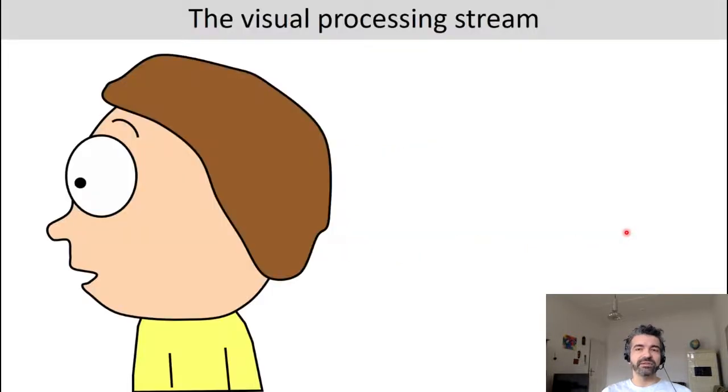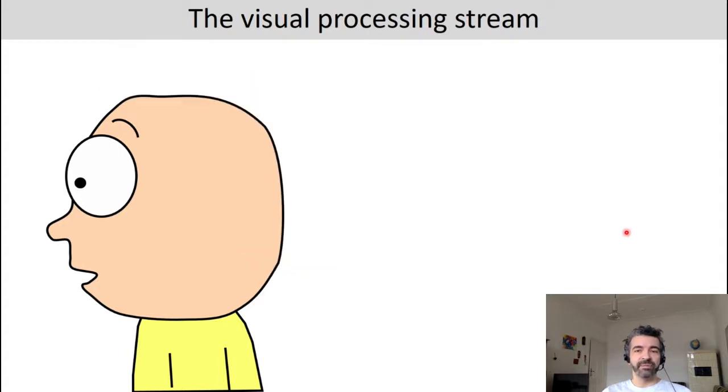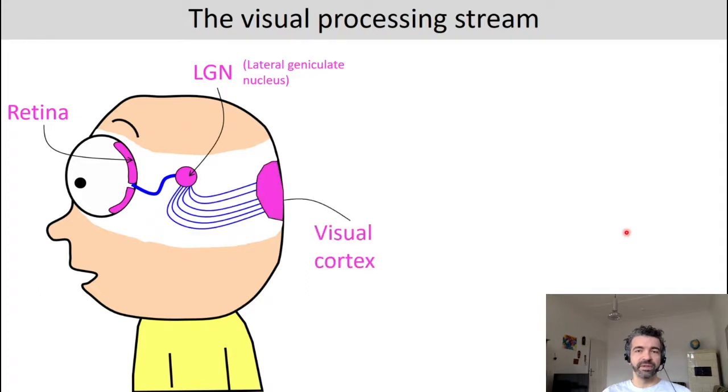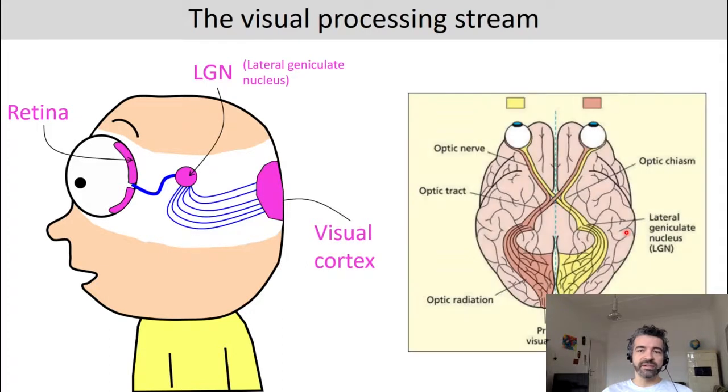The visual data stream from the eyes to higher cortical areas has many steps, but the most important steps are the retina, the LGN in the thalamus, and the primary visual cortex. On the right hand side you can see how the signal from the eyes crosses at the optic chiasm. This is where the lateralization of visual signal starts.